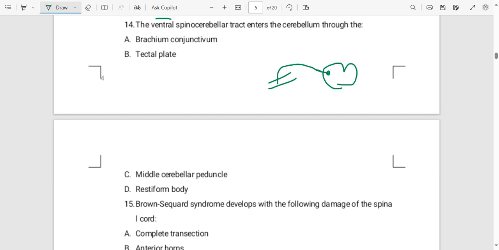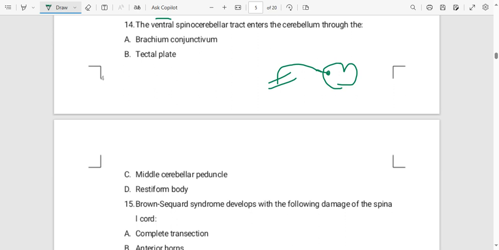The cuneocerebellar also carries information from the upper limbs and the upper thorax. You see that it is more the same as the ventral, just the ventral was coming from the lower limb, but the cuneocerebellar is coming from the upper limb. It goes to the spinal cord, specifically between C1 and C7, then goes on the ipsilateral side and passes through the inferior cerebellar peduncle.